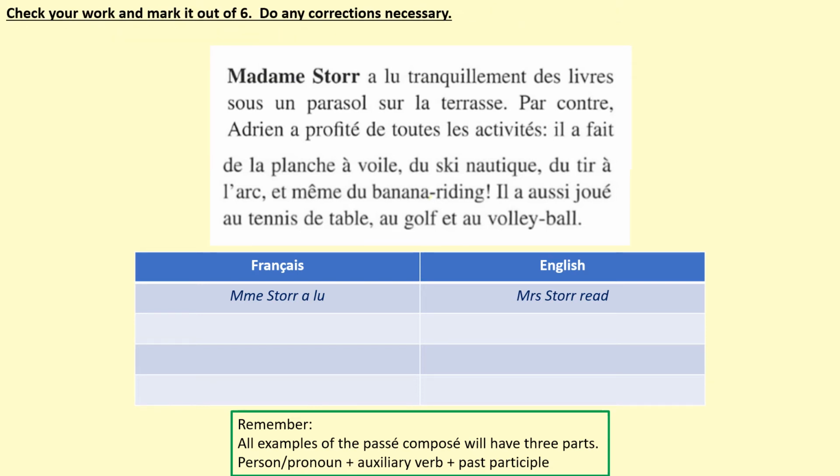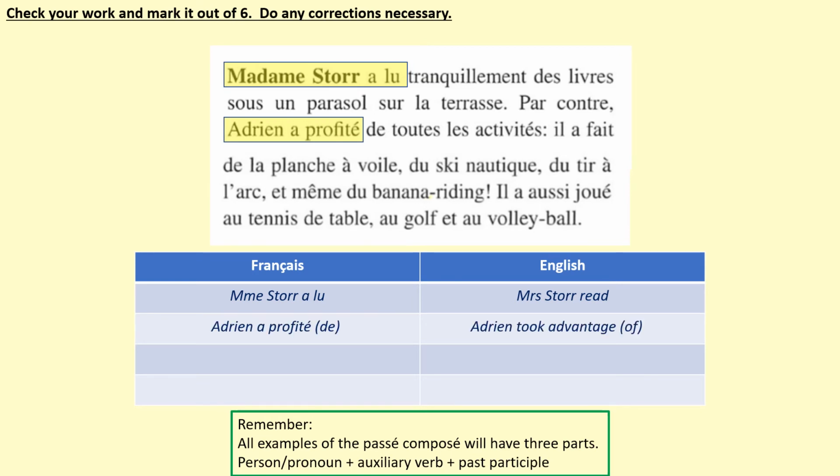Bon travail. Let's check your work. Mark it out of 6, so that's 1 mark for each of the French verbs and 1 mark for each of the correct English translations. Off we go. So that was mine. Madame Storr a lu. You should have had Adrien a profité, and maybe you'd have included the word de, which means Adrien took advantage of, or Adrien made the most of.